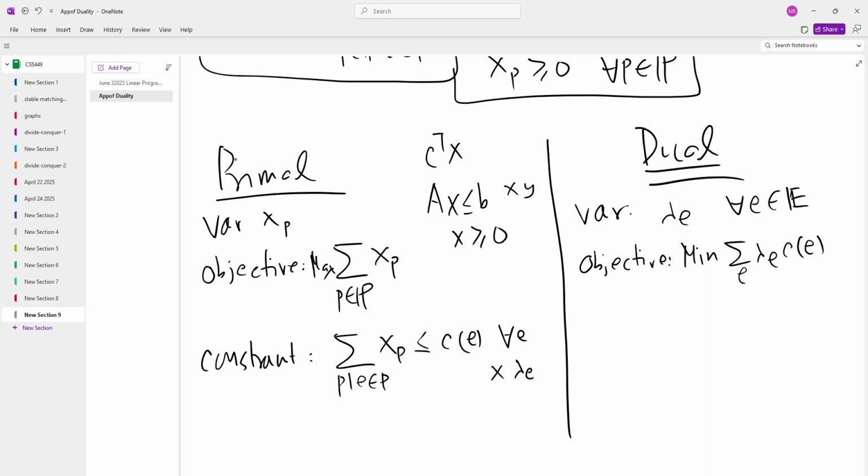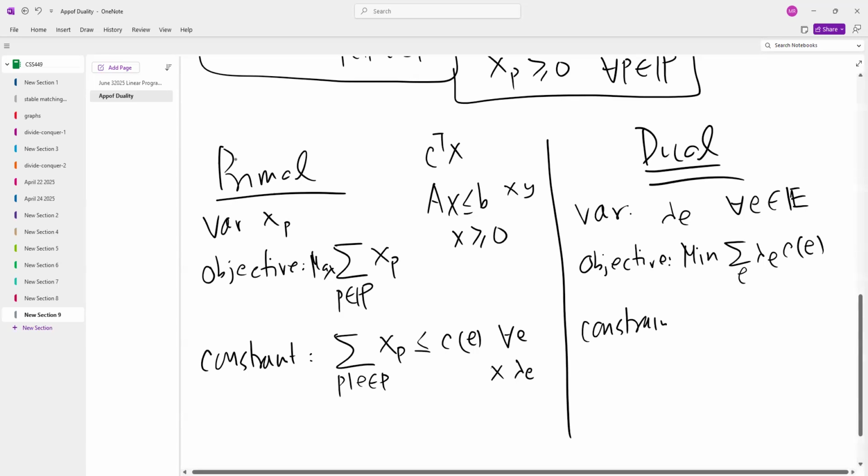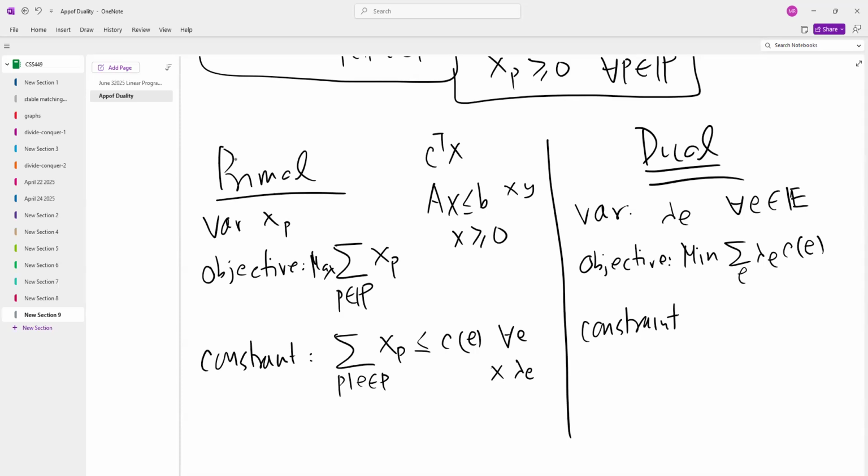And now the tricky part is thinking about the constraint, right? We get a constraint, so everything flips around in the dual, right? Every constraint in the primal corresponds to a variable in the dual. Now every variable in the primal would correspond to a constraint. So now we're going to have one constraint per path. Okay, and we need to think about that. How do we find that?